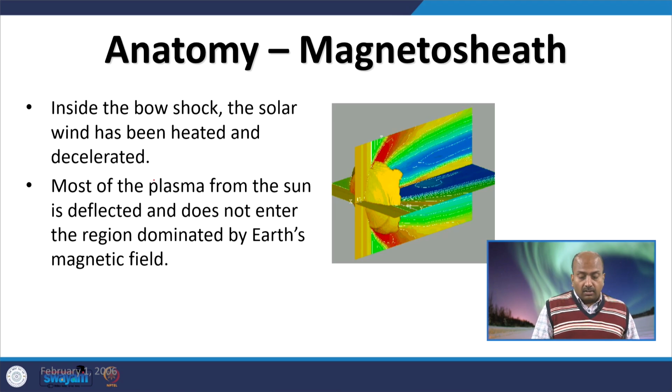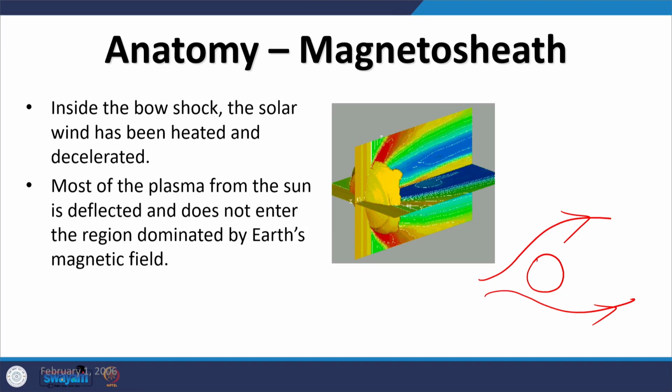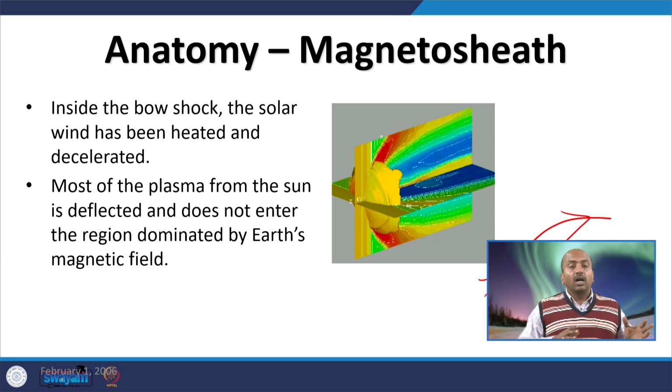That is the reason the solar wind plasma will simply move around like this. Most of the plasma from the sun is deflected and does not enter the region dominated by Earth's magnetic field. This is how the magnetosphere is able to protect the planet Earth from these harmful, highly energetic solar wind particles. We will discuss more interesting aspects related to the magnetosphere in the next lecture.